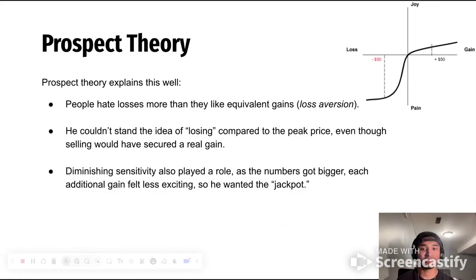Prospect theory explains this as well. People hate losses more than they like equivalent gains, which is what loss aversion is. And that's why in this chart in the top right corner, the slope for losses is much steeper than it is for gains. And in this case, he couldn't stand the idea of losing compared to the peak price, even though selling would have secured real gain. Also, diminishing sensitivity played a role. As numbers got bigger, each additional gain felt less exciting, so he wanted the jackpot.